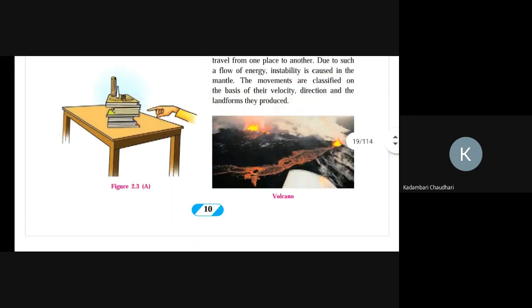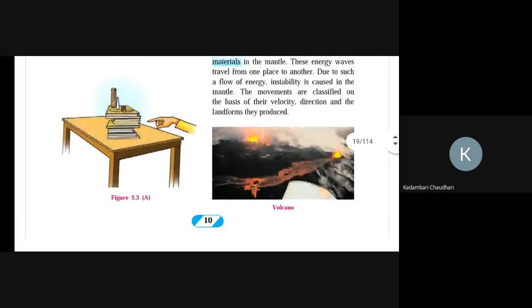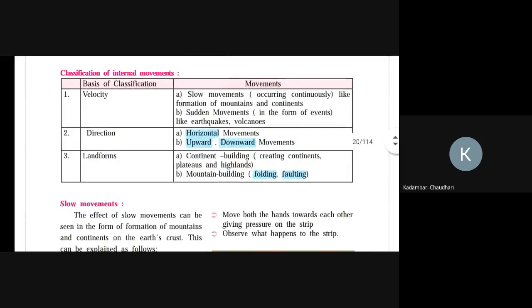So based upon that, there are also classifications. Now you can see one volcano over here, it has erupted. Lava is flowing inside from the volcano, and it is going outside. Now here is the classification of internal movements.